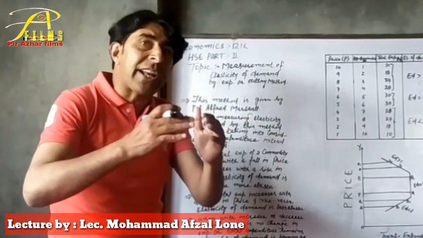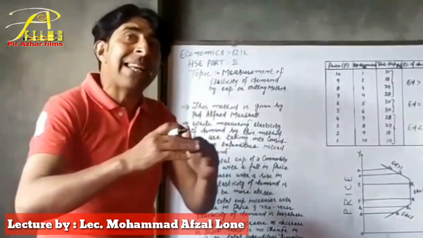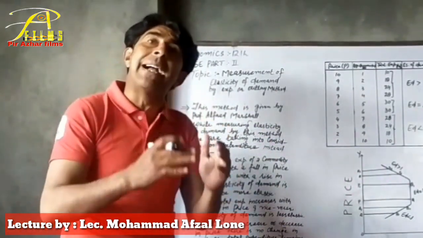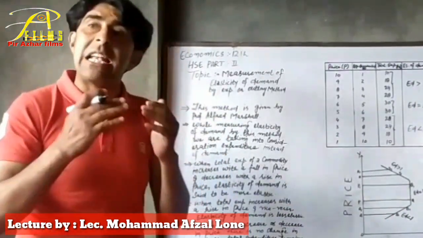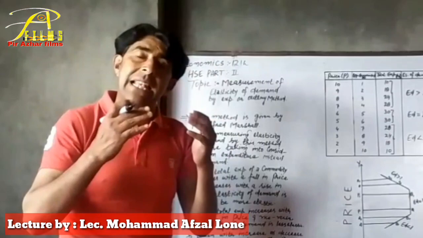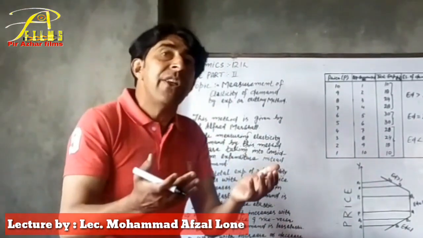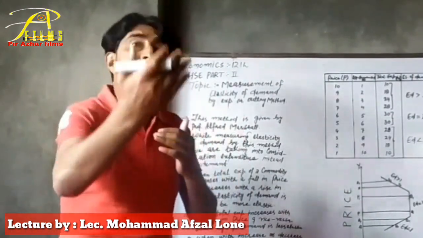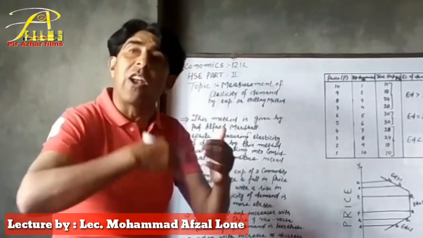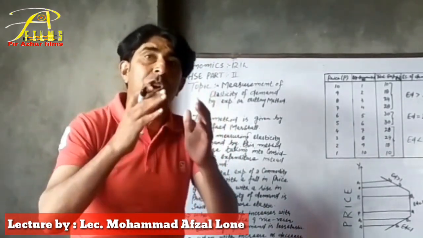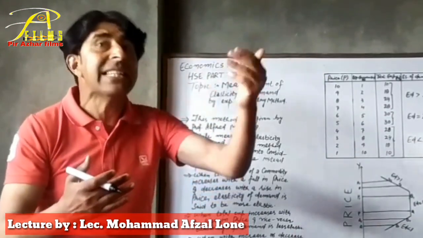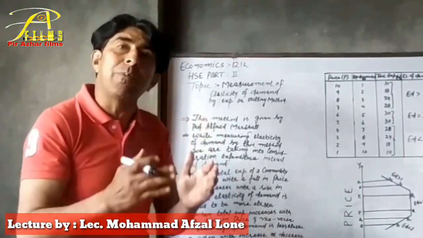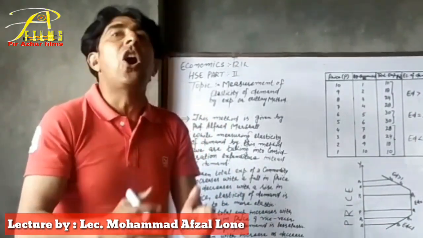When total expenditure incurred on a commodity remains the same whether the price increases or decreases, elasticity of demand is said to be unitary elastic or moderately elastic. And in the third case, when total expenditure on a commodity increases with a rise in price and falls with a fall in price, elasticity of demand is said to be relatively inelastic or less elastic.